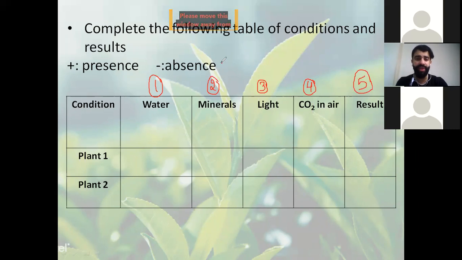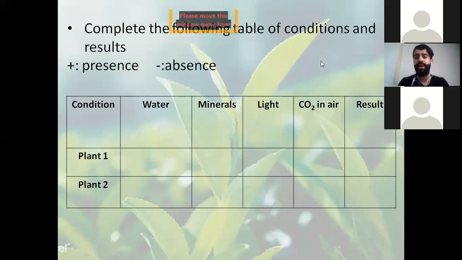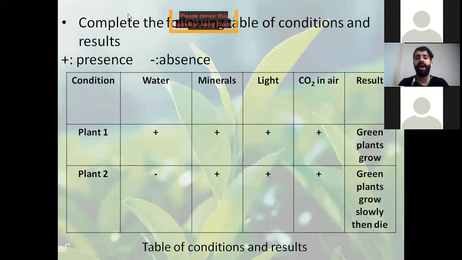You have to write the legend. Plus means a presence, and minus means absence. Also, in the table, don't forget to put the title for the table. In this experiment, we have water, minerals, light, and CO2. These are the four conditions.